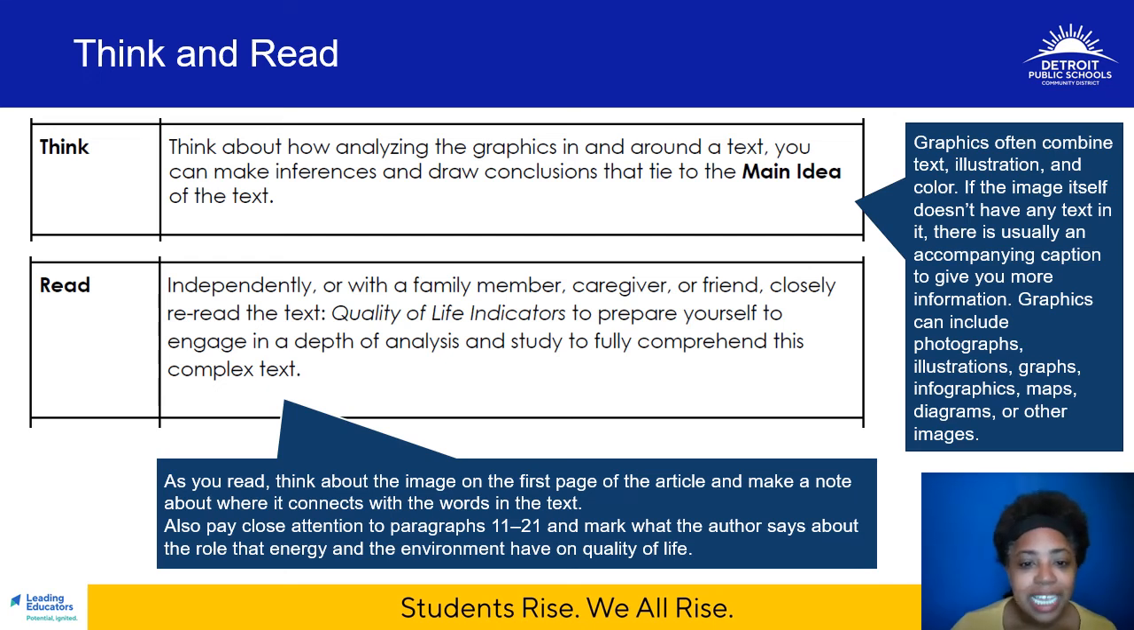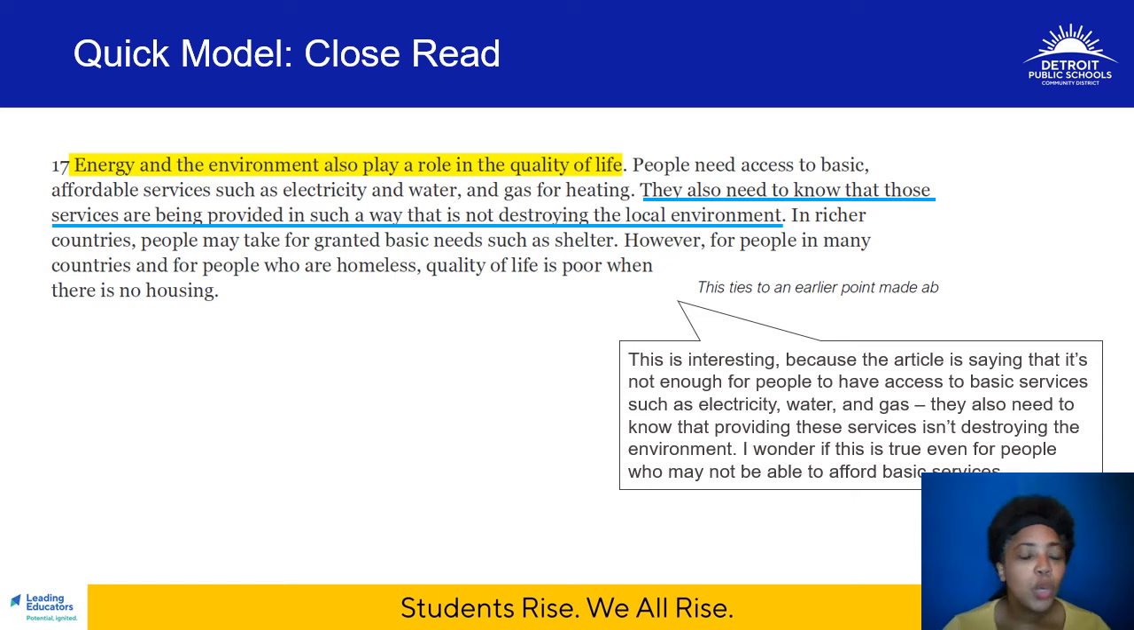As you read, think about the image on the first page of the article and make a note about where it connects with the words in the text. Also, pay close attention to paragraphs 11 through 21 and mark what the author says about the role that energy and the environment have on the quality of life. I'm going to do a quick model just to show you how I might approach this.